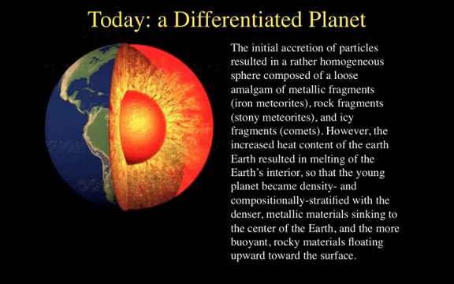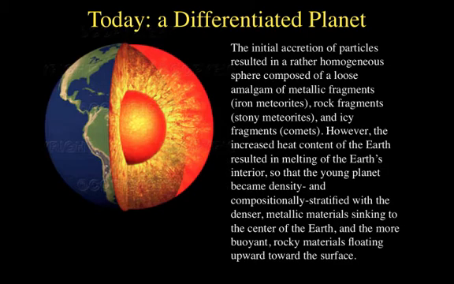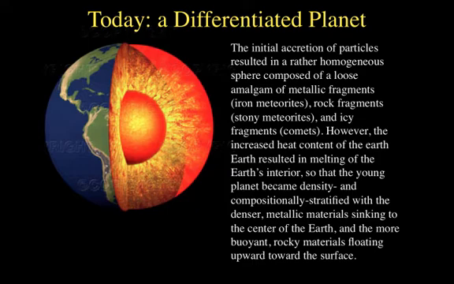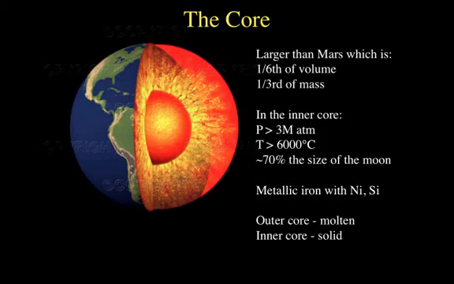So, in the early Earth, we had this rather homogeneous sphere composed of fragments from these impacts, but the increased heat content of the Earth resulted in melting of Earth's interior, and the planet became density and compositionally stratified, with the denser metallic materials sinking to the center of the Earth and the more buoyant rocky materials floating up toward the surface. The core is overall larger than Mars, which is about 1/6 the volume and 1/3 of its mass.